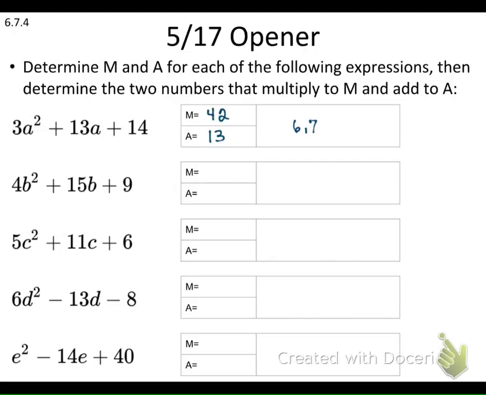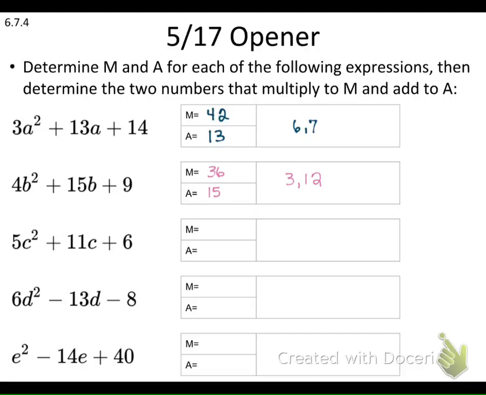Next one. Who can do the second one here for me? Rihanna. 4 and 9. That gives you 36. Okay. And your A is 15. To get 15 and 36 is 3 and 12. Nice job. So when we're doing the MA method, it's pretty easy when we have all positives.